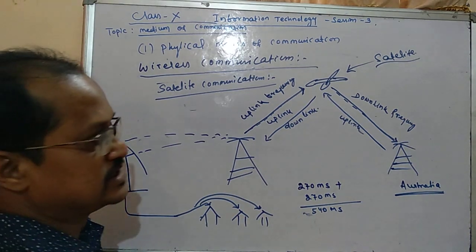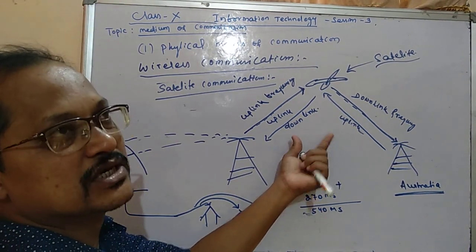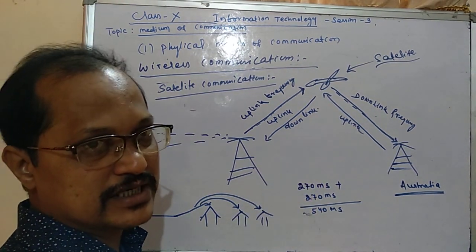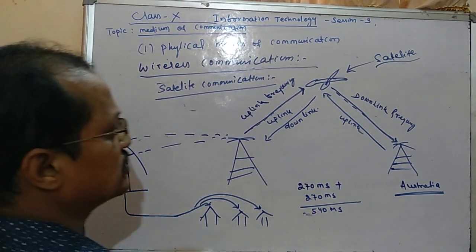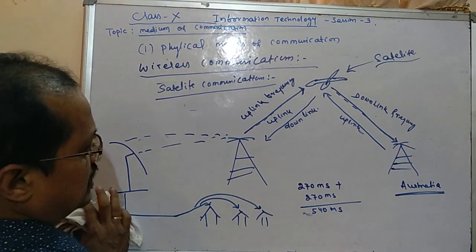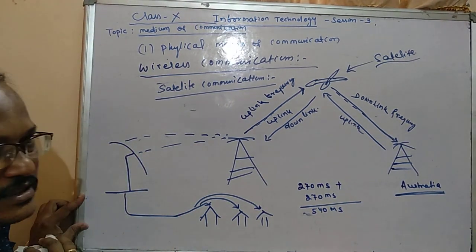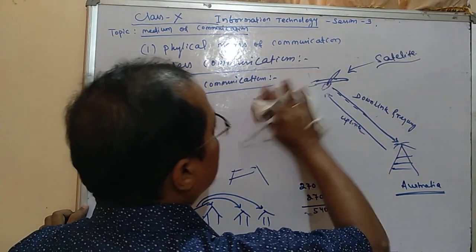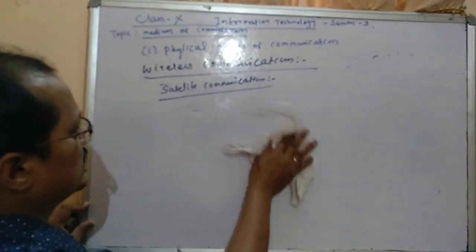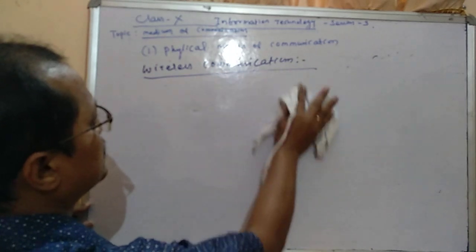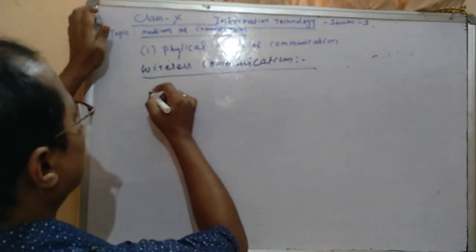Satellite communication is faster, and for long distance communication it is best. And the next one is what? This is your satellite communication. Okay, right? The next part, after satellite communication, is microwave communication.